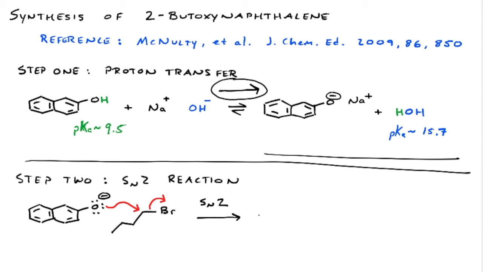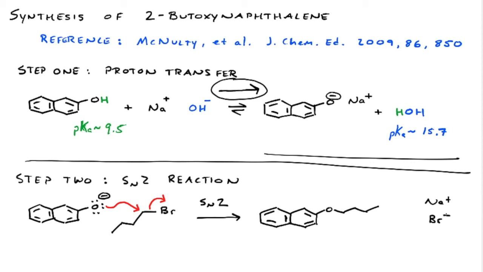The product here will be 2-butoxynaphthalene. That will be the product of this reaction. And let's think about what other products we might get. We're going to end up with Br-, and that Br- is just going to be associated with the sodium ion that has been hanging around as a spectator ion this whole time. So we will generate sodium bromide as a salt during the course of this reaction as well.